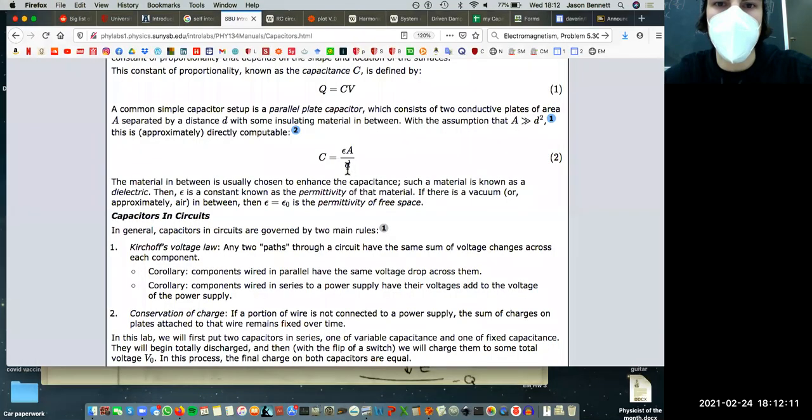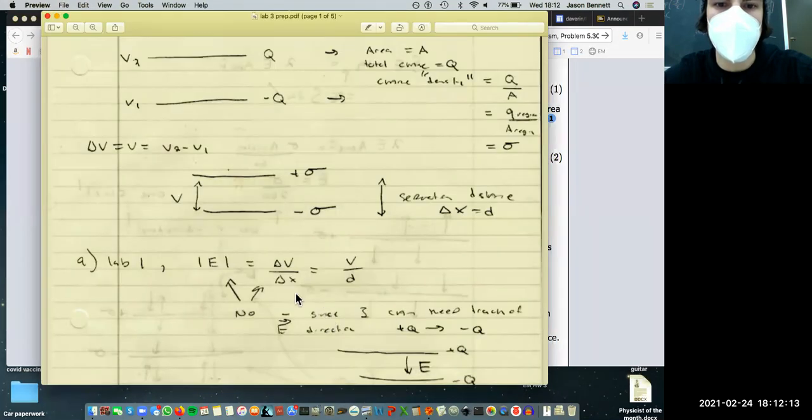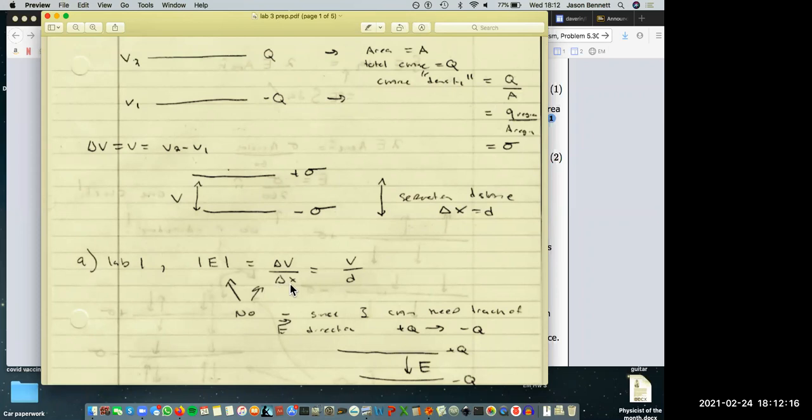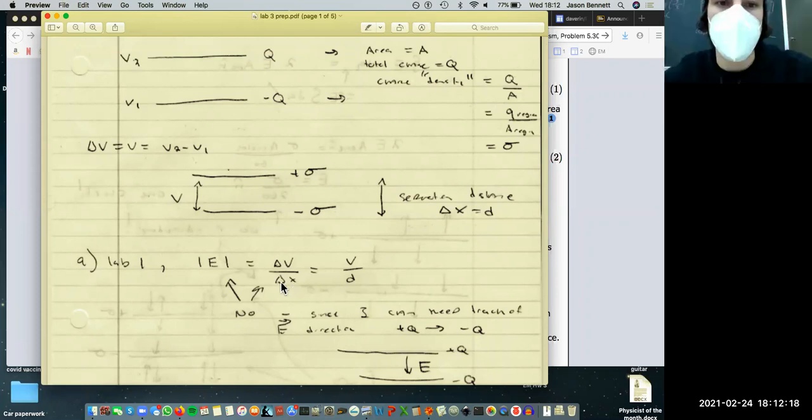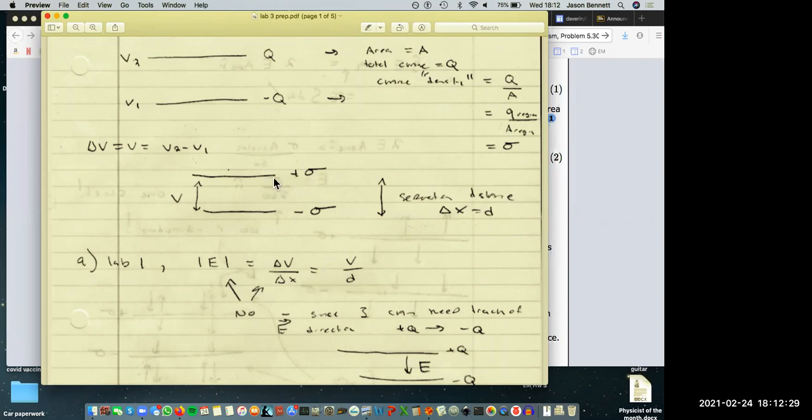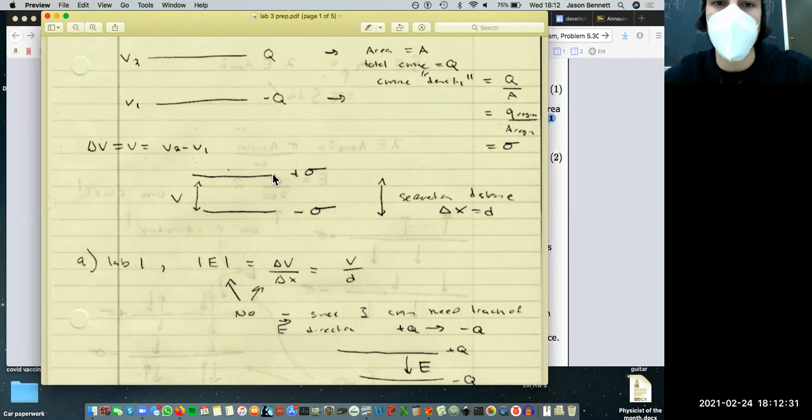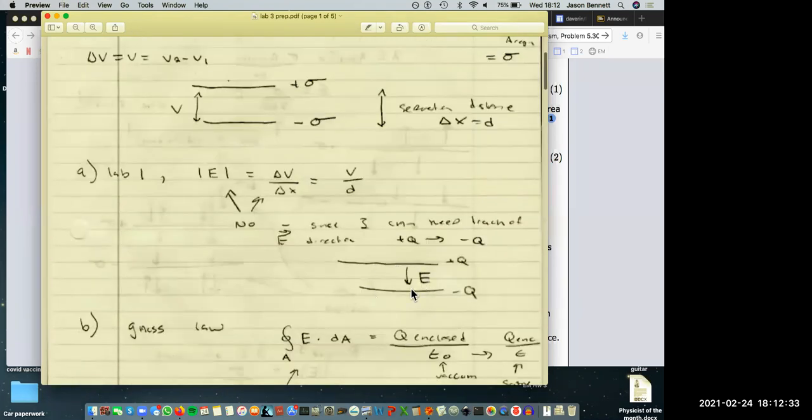And to link up with the lab manual, I'll call the delta X from lab 1 D. So now I have that the electric field, from delta V over delta X, is V over D. The reason I'm not including the minus sign is because I already know the direction. From lab 1, we know that the electric field points from plus to minus. So there's no reason for me to include the negative. I know where it points.